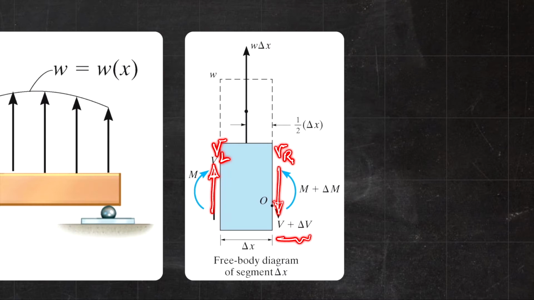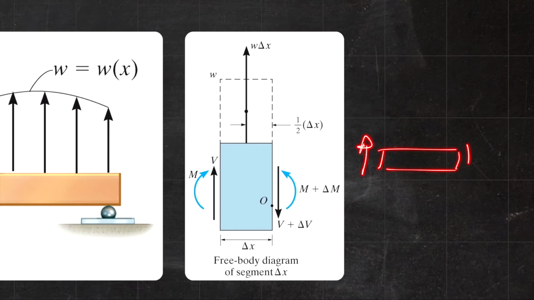So the shear force on the right-hand side is the shear force on the left-hand side plus a change in shear force. And the moment on the right-hand side is the moment on the left-hand side plus the change in the moment. And also again, remember that for this picture, we are following our plus convention for shear and moment. Okay, so this would be the shear force and moment on the left and right-hand side. The length of that piece is delta x.